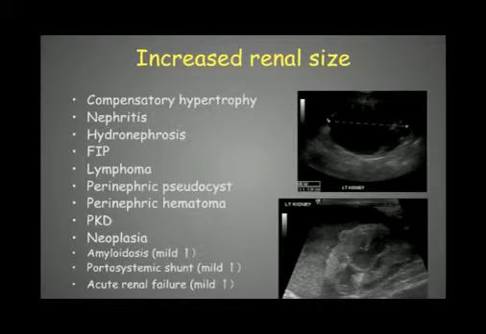So it will create, in fact, an increased renal shadow on the radiograph. For example, if you take your radiograph, you will have the impression of a very huge kidney, when in fact the kidney itself is not big, it will just be the accumulation of fluid in between the capsule and the kidney. Then we have PKD, which again creates an increased size of the kidney, and neoplasia. Those three are also possible, but they are just creating a mild increase in renal size.